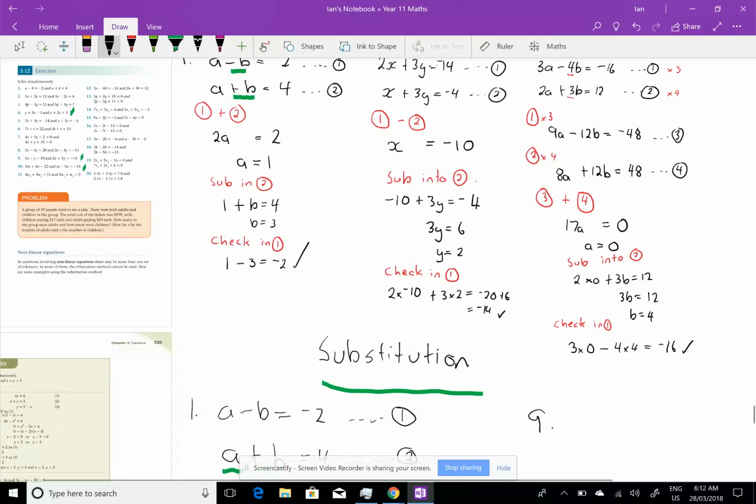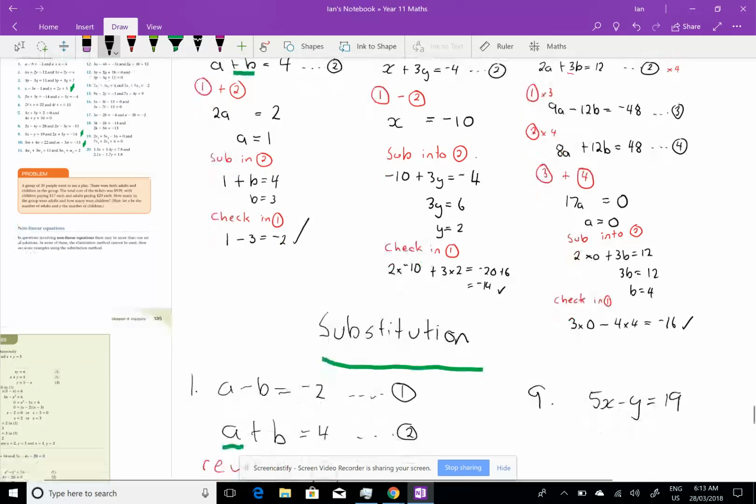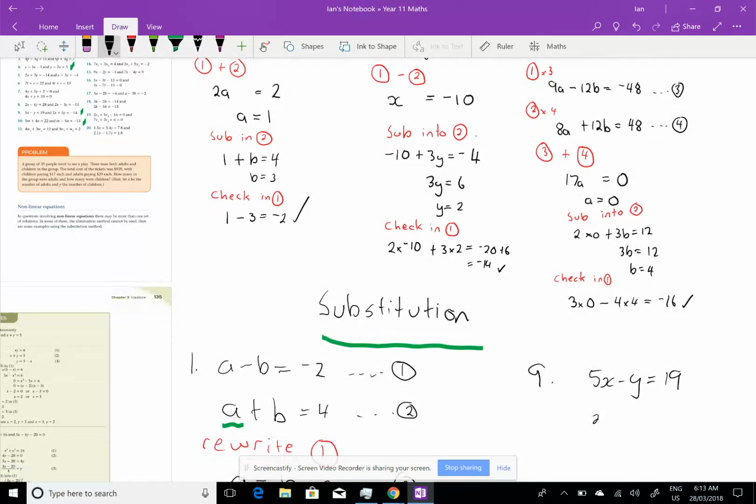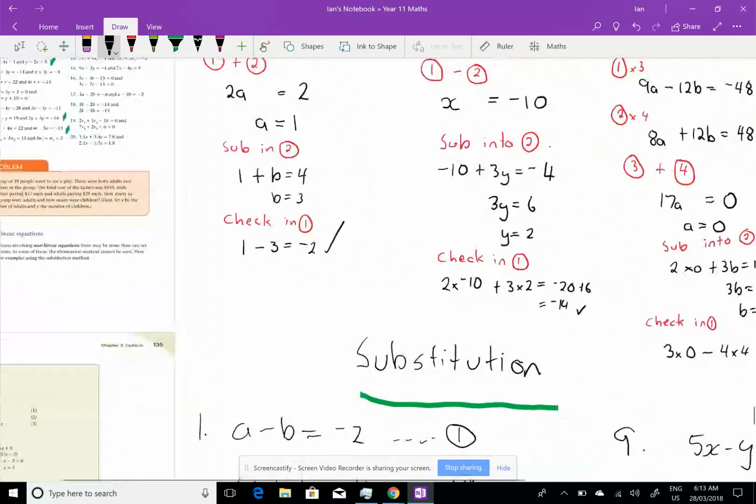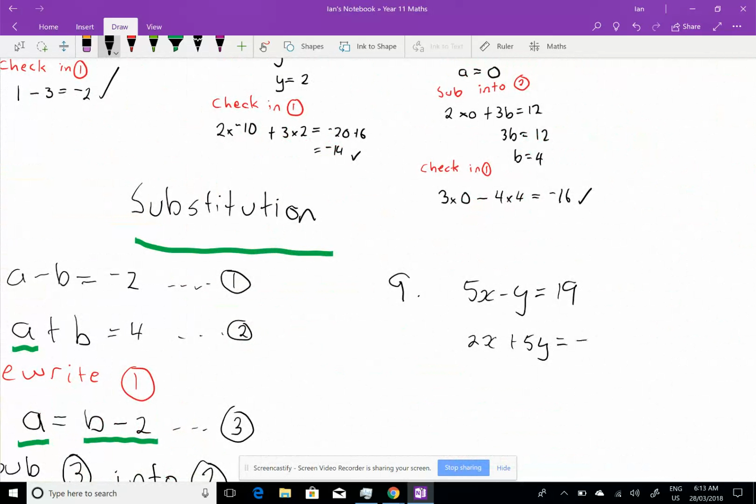So I've got 5x minus y equals 19. 5x minus y equals 19. And I've got 2x plus 5y equals minus 14. 2x plus 5y equals negative 14. So again, call this equation number 1. Call this equation number 2.